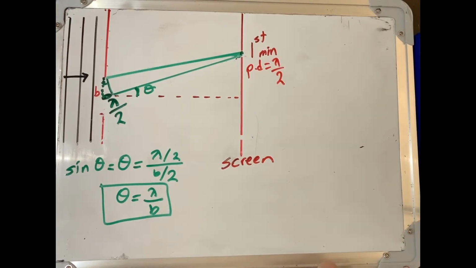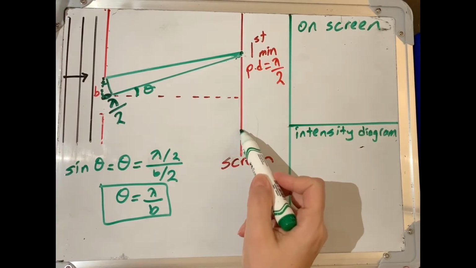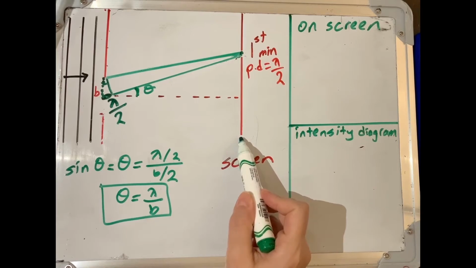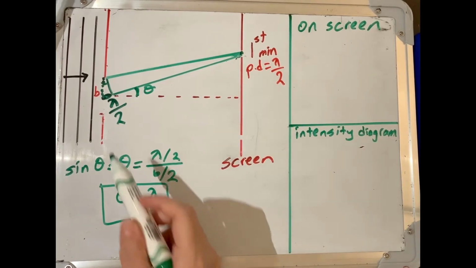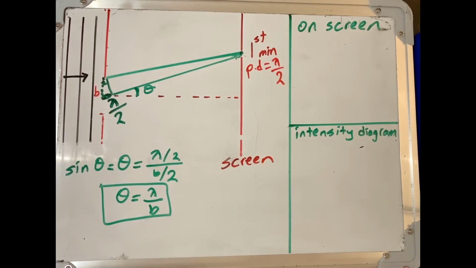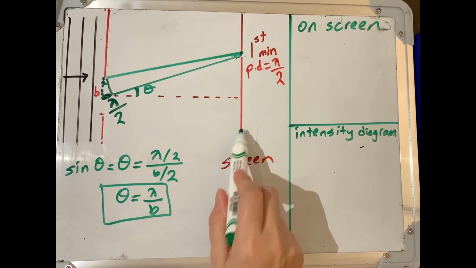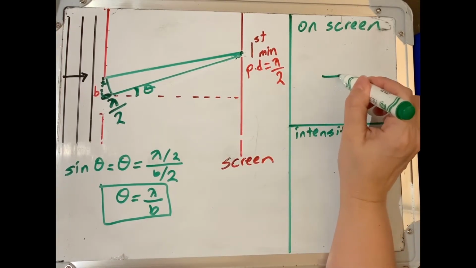Let's see what this looks like on the screen. As you've seen in the demonstrations before, on the screen, you are going to see a white central maximum and the first minimum on either side. Since we are looking at a rectangular slit, not a circular one, the central bright on the screen is going to look like this.